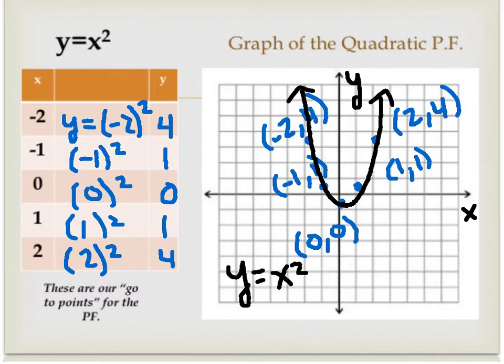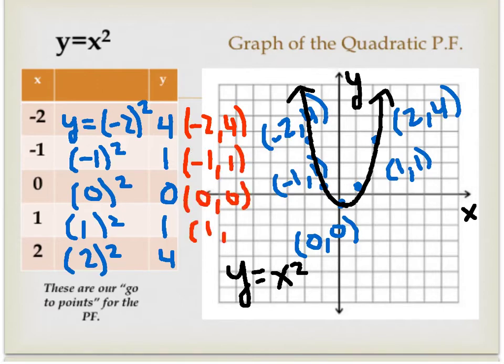So negative 2, 4. Let me go ahead and write that on the side. Negative 2, 4. Negative 1, 1. 0, 0. 1, 1. And 2, 4. Are our parent function points. So those are our go-to points. Those are the guys that we're always going to start at whenever we are graphing. Okay, so please remember that.